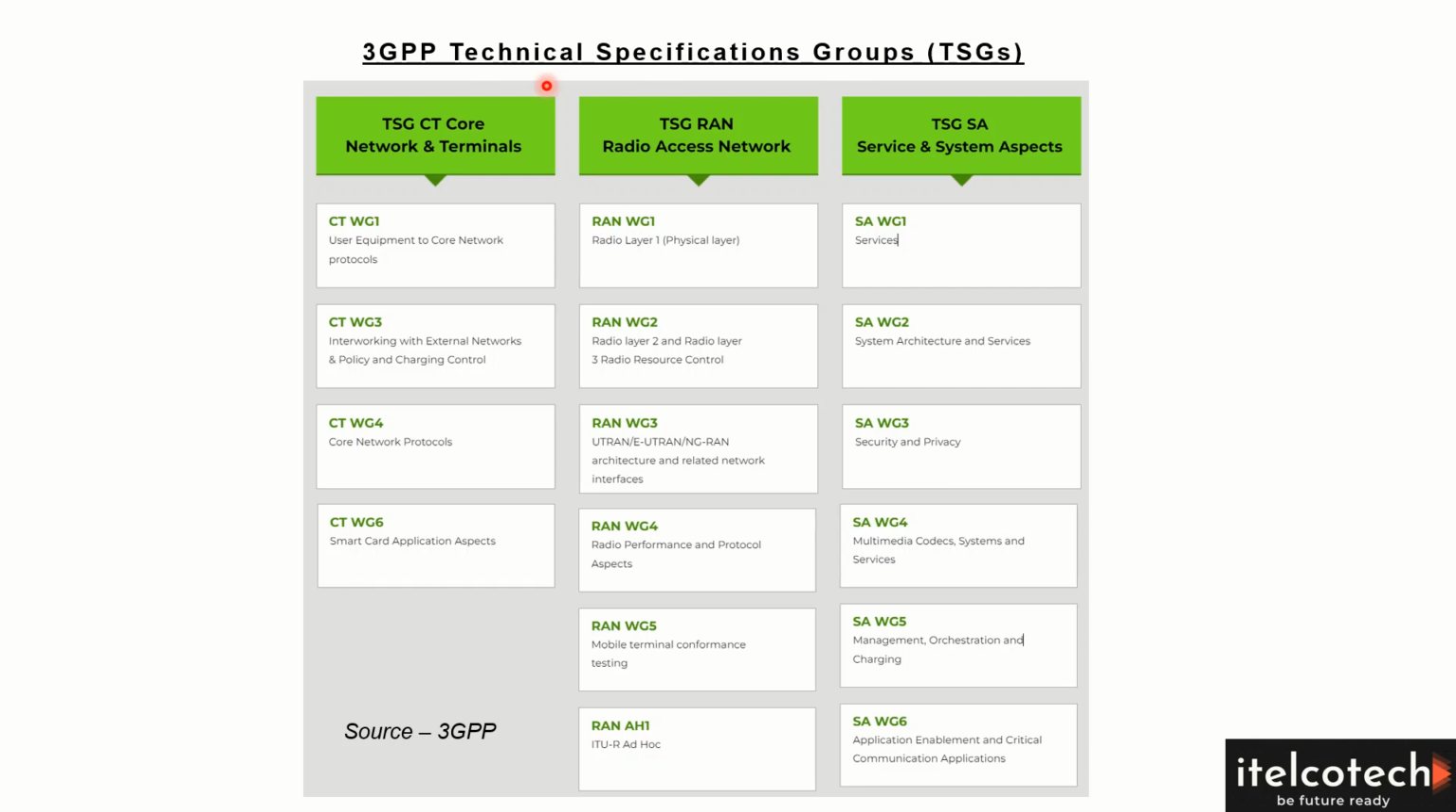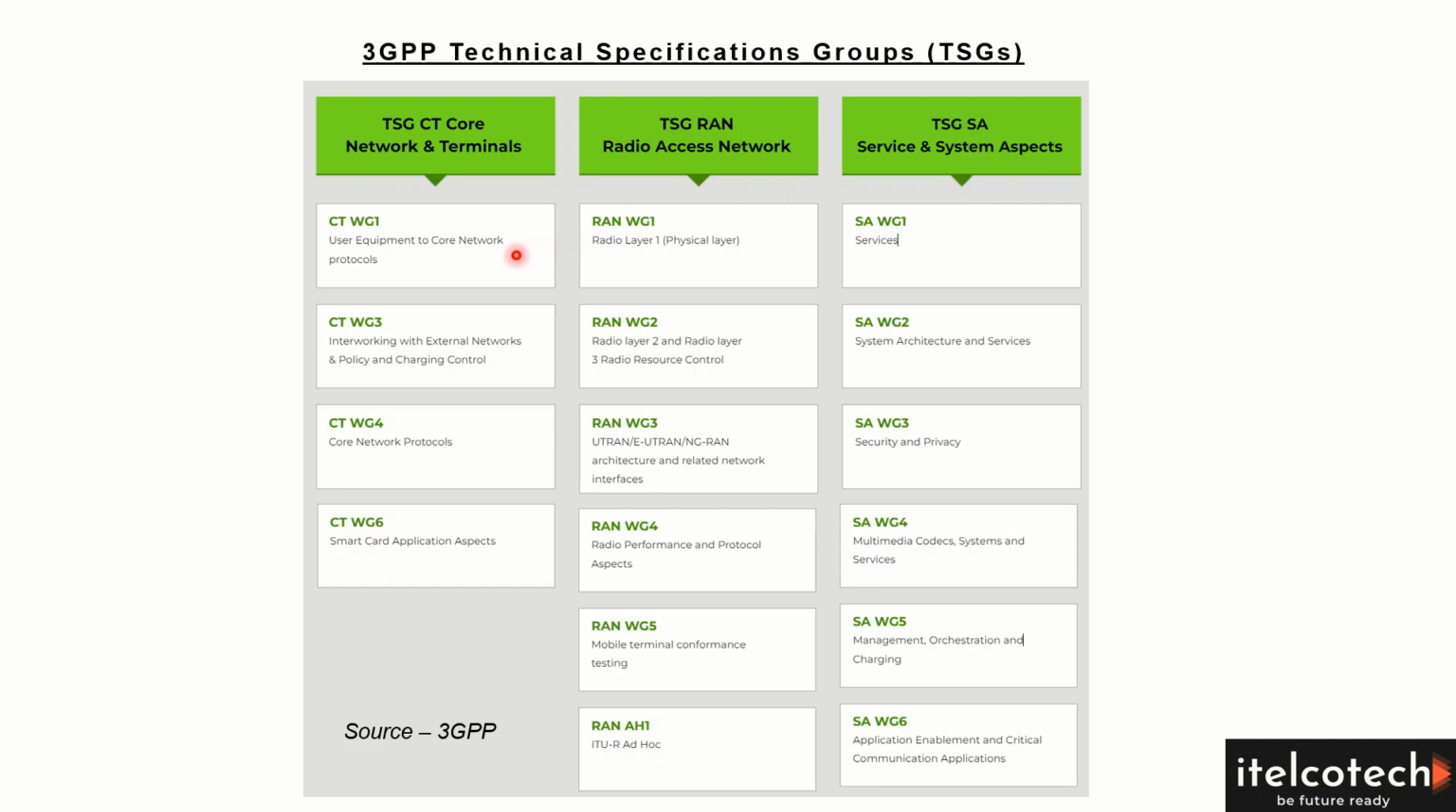Hi. So, as we learned, 3GPP is defining the different specifications. There are different groups working on the different parts of the network. For the core network and for the terminals, the user equipments, whatever specifications are defined for any technology are done by the TSG Core Network and Terminals group. If it is related to the radio access network, that will be done by another specification group. And if it is related to the system architecture and services, that will be done by the third specification group.